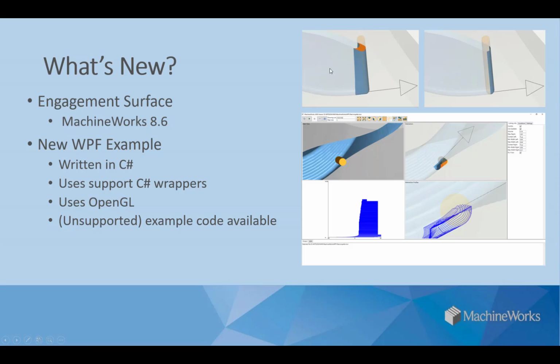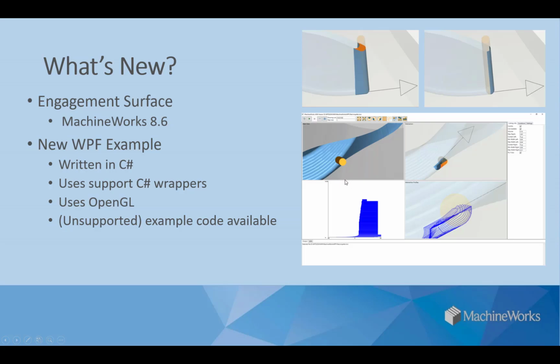So if you look at these images in the top right here, the image on the left is the full intersection solid, so that's the intersection of the in-tolerance swept volume with the in-tolerance polygonal solid model, whereas the image on the right is just the engagement surface, so it's just the front faces of that intersection solid.